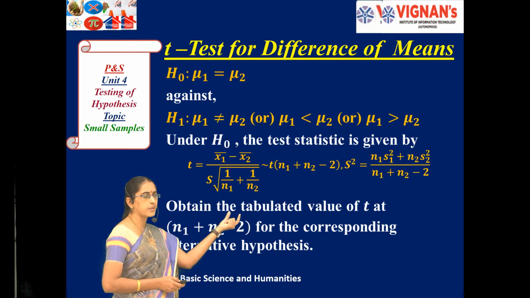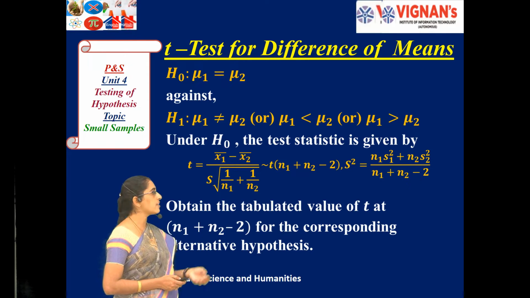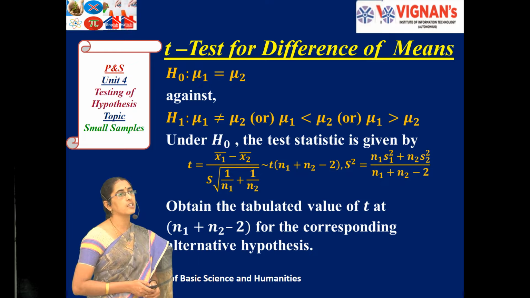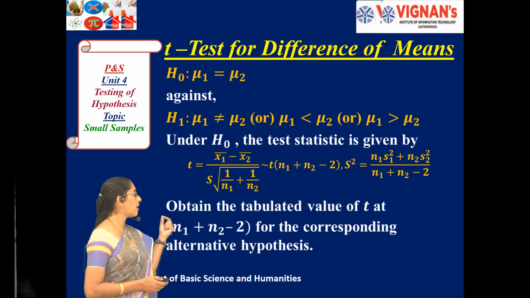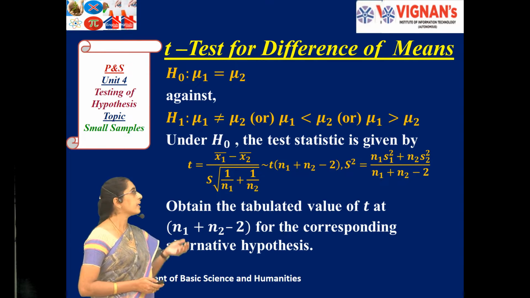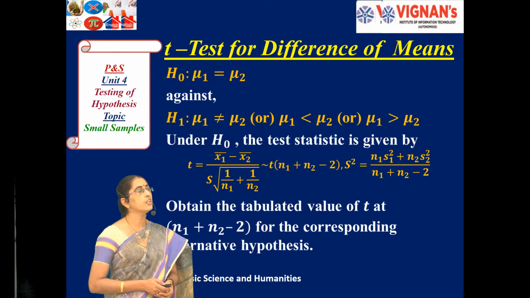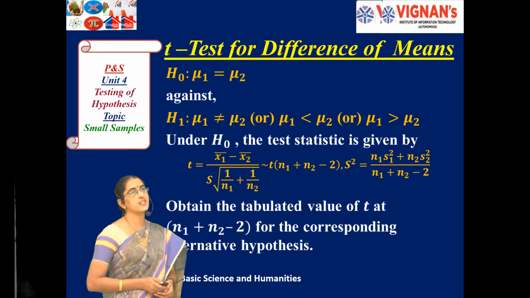Either you can calculate capital S square and then obtain the square root of that, or directly you can write capital S equal to square root of n1 into small s1 square plus n2 into small s2 square by n1 plus n2 minus 2. So small s1 square and small s2 square are the sample variances of the individual samples. For both the samples we take the common sample mean square, that's why capital S equals that formula. Then we have to obtain the tabulated value at n1 plus n2 minus 2 degrees of freedom for the corresponding alternative hypothesis. So that is about the difference of means.